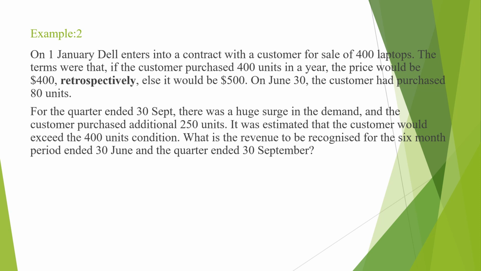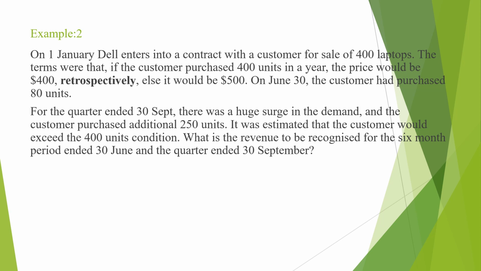On 1st January, Dell entered into a contract with a customer for sale of 400 laptops. Okay, the terms were that if the customer purchased 400 units in a year, the price would be $400 retrospectively. That means he doesn't have to purchase all the 400 laptops immediately, but over a year he has to purchase 400 laptops. Okay. And if he reaches the target of 400, then he will be priced at 400. Otherwise, the selling price would be 500.